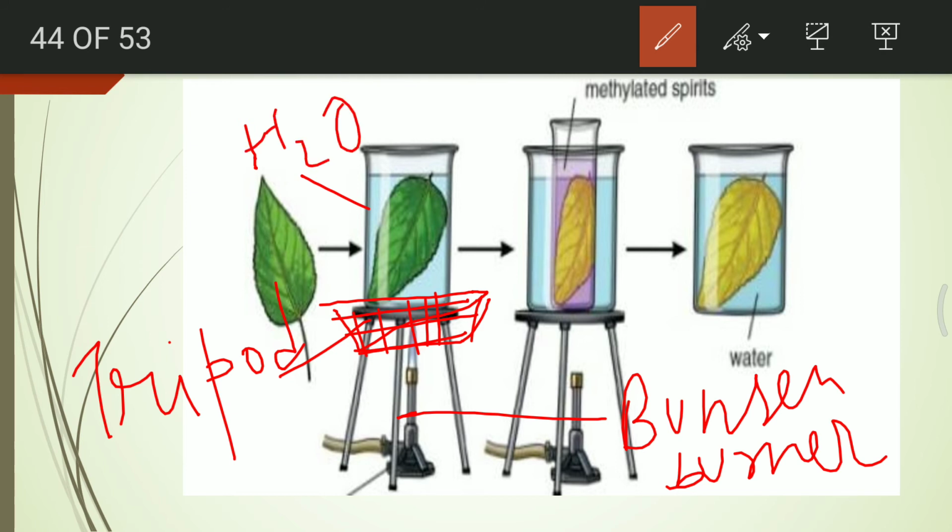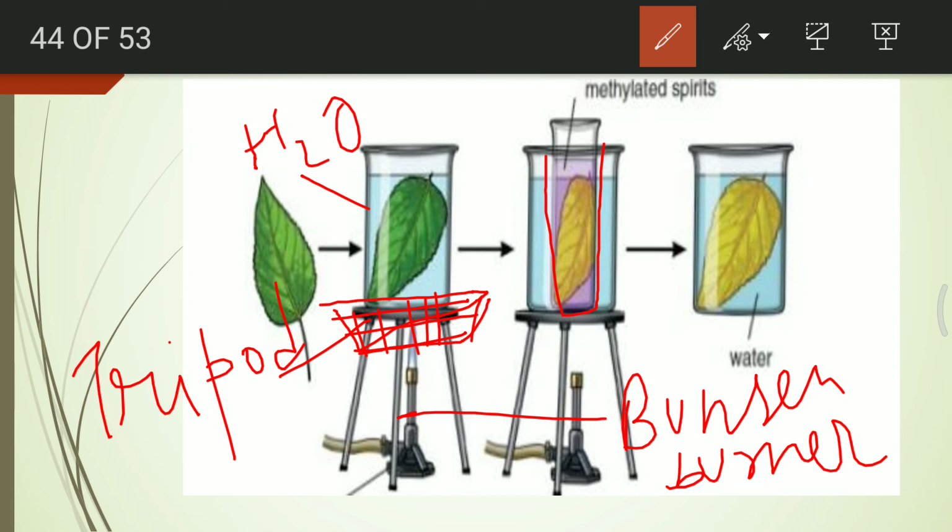We have taken a fresh leaf, and we will place this leaf inside water and let it boil for around 3 to 5 minutes. Once it has boiled for 3 to 5 minutes, we will take this leaf out from here and put it inside this methylated spirit or alcohol, and in a similar way in the water bath we will again heat it, and then after we will put it in water. Now let's see the significance of each of the steps.